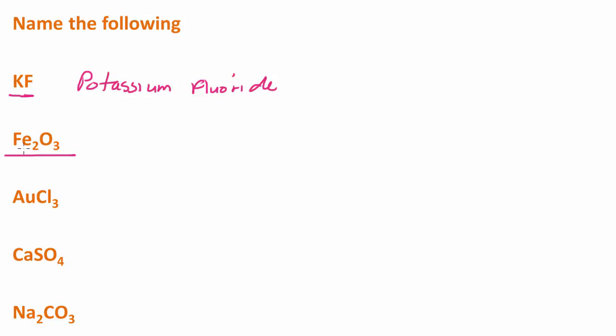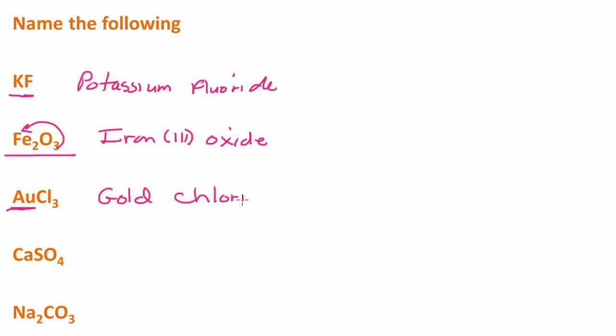Here we have iron and oxygen, but look at this. There's a 3 here. Remember, we did the crisscross. So this would become this charge. So this would be iron. Again, iron is one of those transition metals. This would be iron 2, oh sorry, iron 3, oxide. This is a symbol for gold, which is a metal, and we have chlorine. So this would be gold chloride. I know that's not something you hear of often.